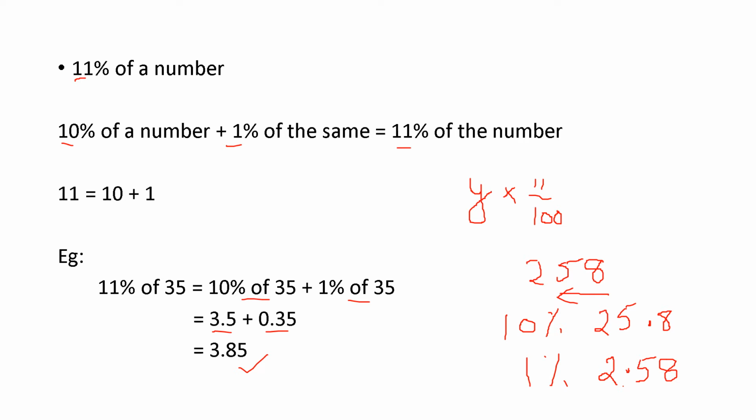Here 11 is 10 plus 1. 10 percentage plus 1 percentage. 10 percentage of the number is very simple to find. Put the decimal here, and for 1 percentage put the decimal here. Enough. And add both. Okay.